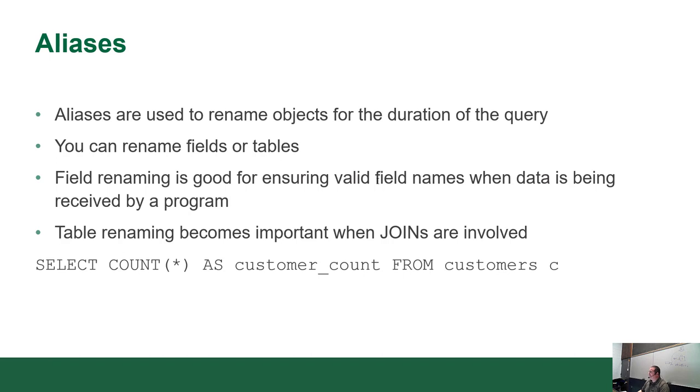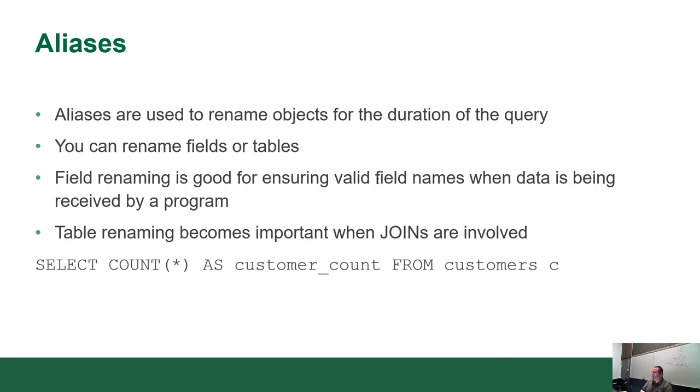Aliases. Aliases are used to rename objects for the duration of the query. You're giving it a temporary name. For those of you that wonder where the word alias comes from, it literally means the same thing as an alias in the English language. It's also known as a temporary name. You can rename fields or tables.